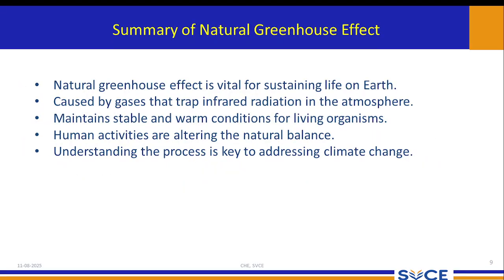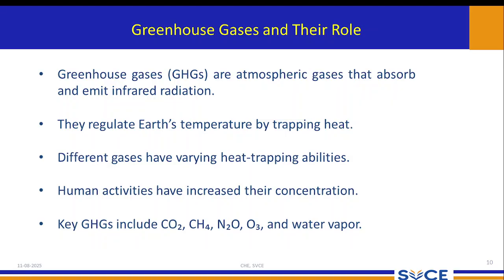Summary of the natural greenhouse effect. The natural greenhouse effect is important for sustaining life on Earth, caused by gases that trap infrared radiation in the atmosphere, maintaining stable and warm conditions for living organisms. Human activities are altering the natural balance. Understanding the process is key to addressing climate change. The natural greenhouse effect is very necessary, but the human-made greenhouse effect is not necessary. It unnecessarily warms our planet.